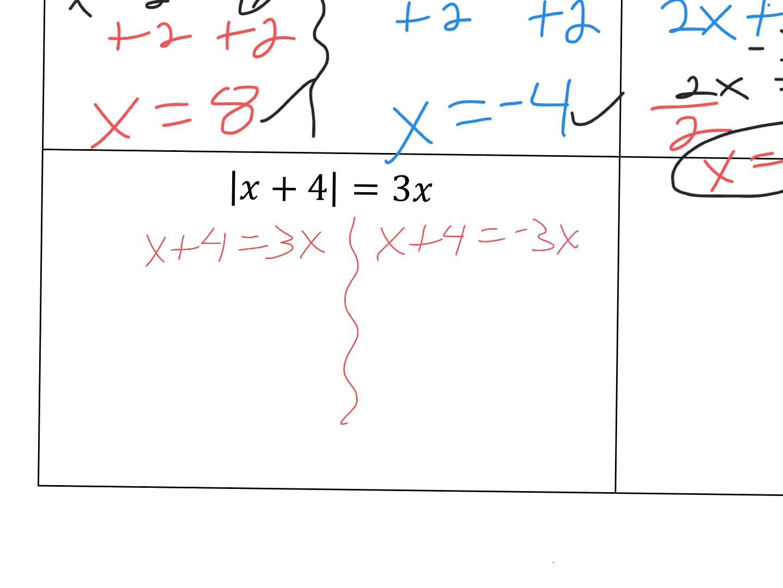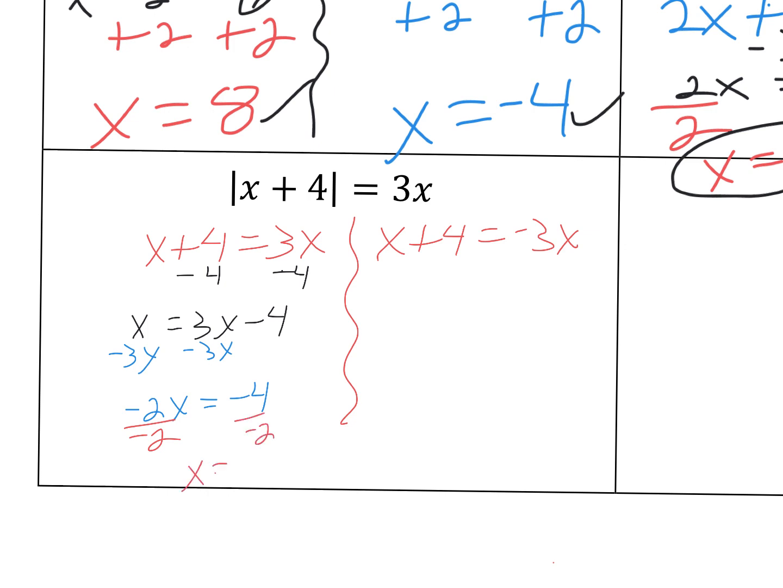When we work this out, we're going to need to subtract 4 from both sides. So we're going to end up with x equals 3x minus 4. Or you may solve this one a little differently than I do, but I'm always putting my x's on the left side. So I'm going to subtract 3x and subtract 3x, and I'm going to get negative 2x equals negative 4. And then when I divide by negative 2, I'm going to get x equals 2.